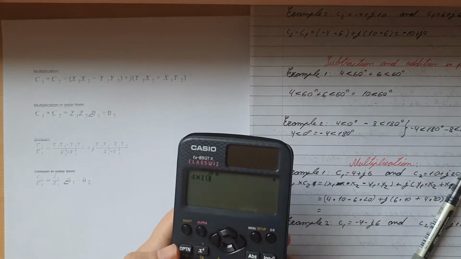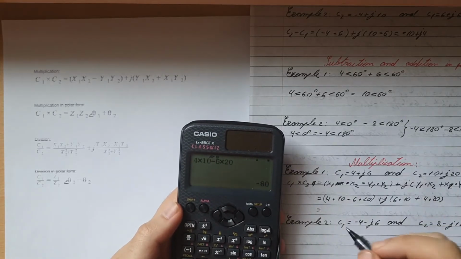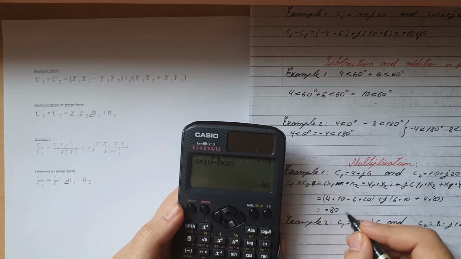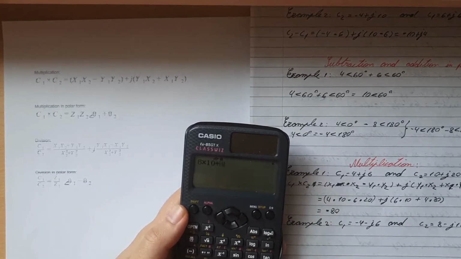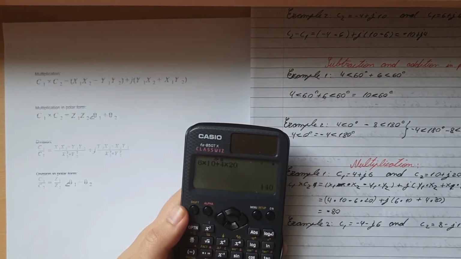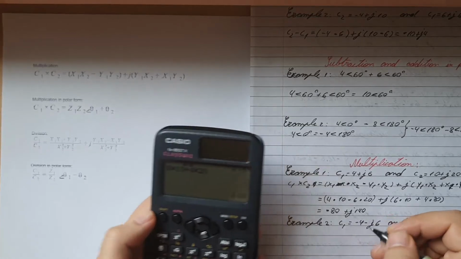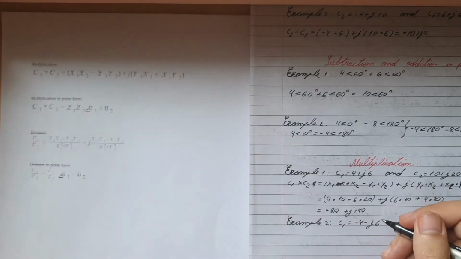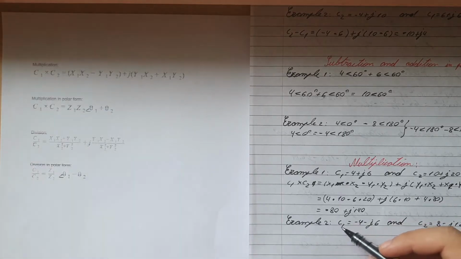And then that will be equal to, so let's see here, 4 times 10 minus 6 times 20, that will be minus 80, and then the other one, 6 times 10 plus 4 times 20, that will be positive for sure, that will be plus j140. And that is the number when you multiply those two rectangular numbers: you get minus 80 plus j140.